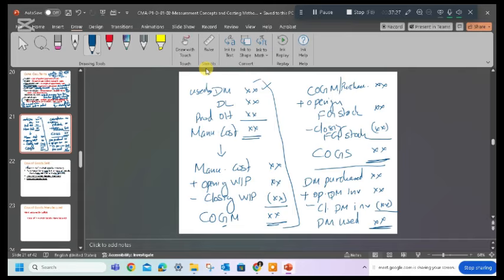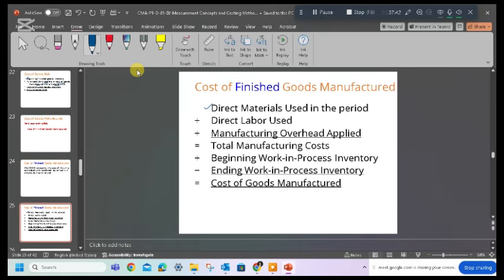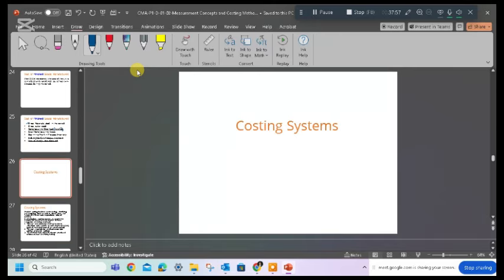So I have given you 4 equations here. How to find manufacturing cost, how to find cost of goods manufactured, cost of goods sold, direct material used. Direct material used in the period plus direct labor used plus manufacturing overhead applied, total manufacturing cost. Then you adjust for work in progress beginning and ending, cost of goods manufactured. Right. With this much, let's go and do some questions.